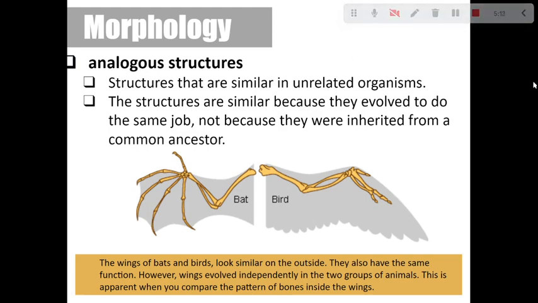Next, we have our analogous structures. So these structures are similar in unrelated organisms. The structures are similar because they evolved to do the same job, not because they were inherited from a common ancestor. So the wings of bats and birds look similar on the outside, and they also have the same function. However, wings have evolved independently into two groups of animals. Now, this is apparent when you compare the pattern of bones inside the wings.